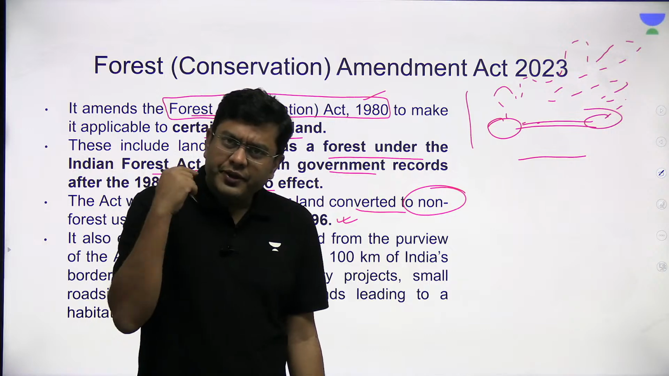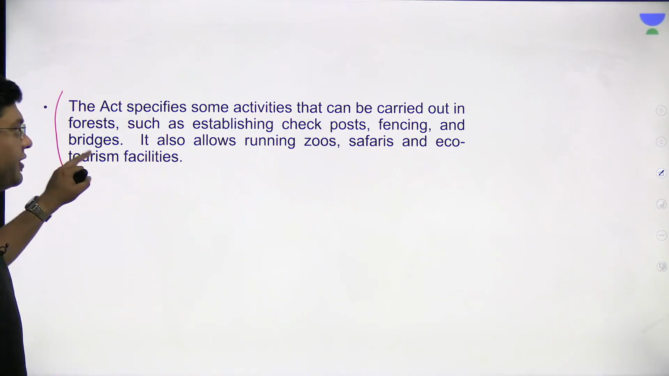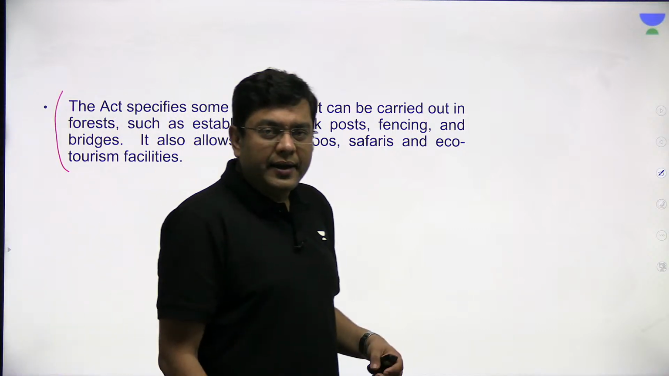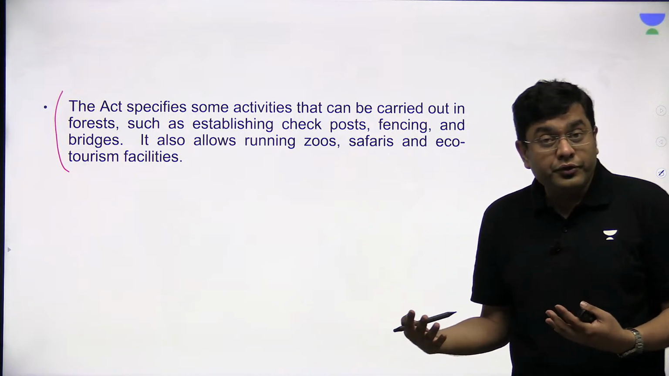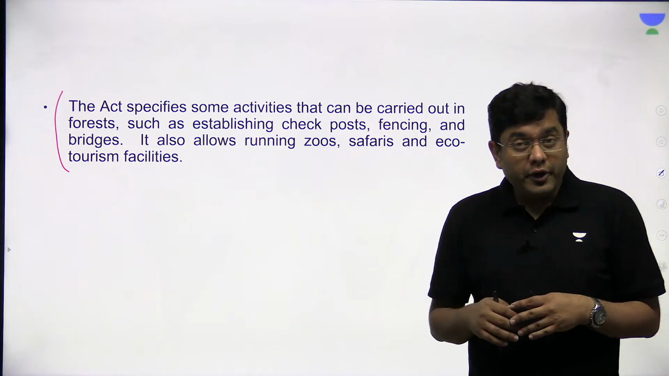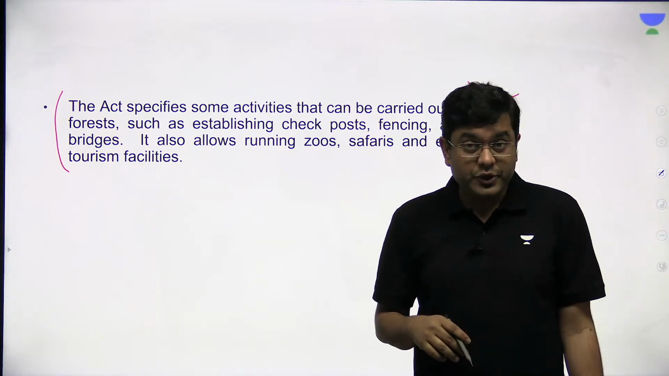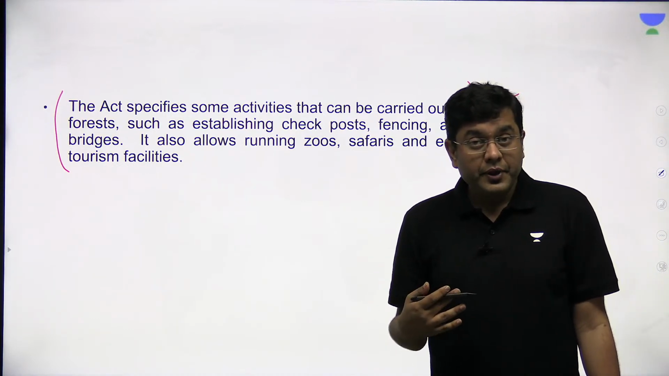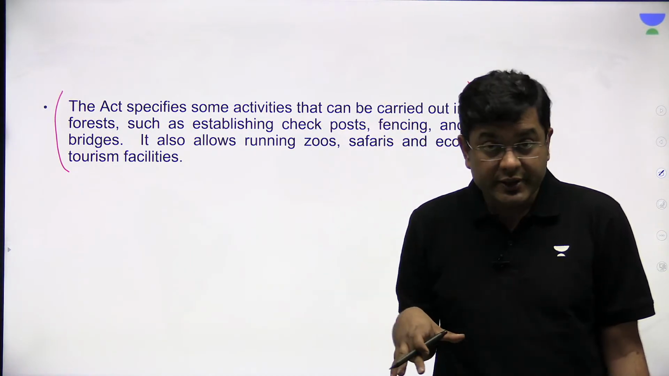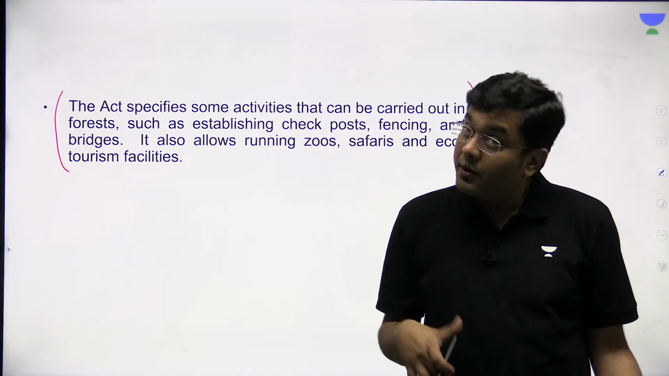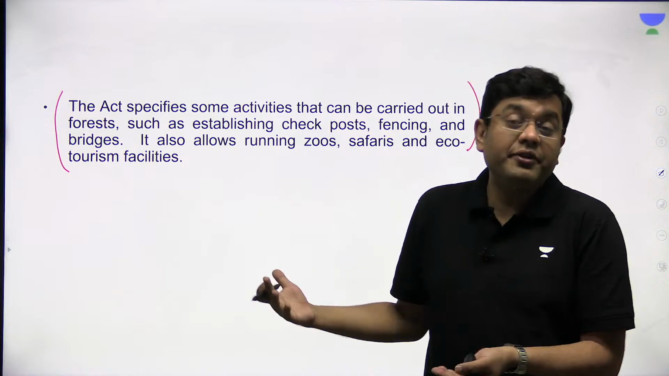Now, there was another provision and another aspect of the amendment. The Act specifies some activities that can be carried out, for example jungle safaris, setting up of zoos, etc., in the region of the forest. Here also there has been a significant amount of opposition. First of all, why do you need to set up a zoo in the middle of a forest? Zoos can be set up in other areas, in the boundary regions, in the vicinity.